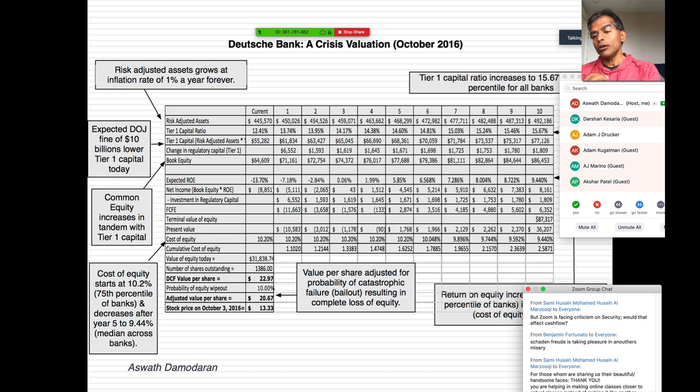So if you look at a bank and you don't want to trust dividends, look at the free cash flows to equity. Any questions?